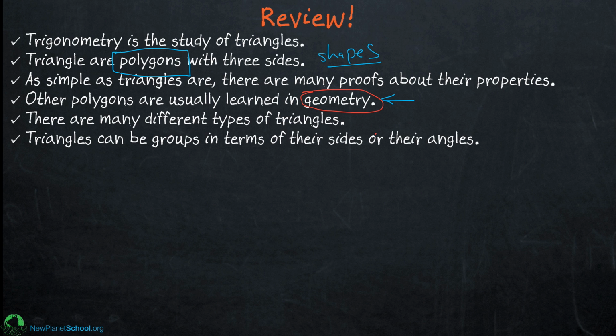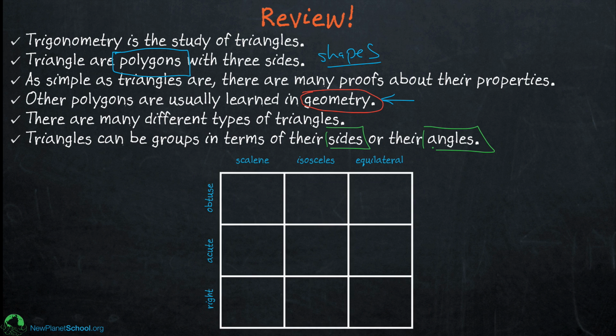We've seen that there are many, many different types of triangles, and there's lots of different names for these things. They can be grouped mainly in terms of their sides or their angles. And in particular, you can imagine drawing a box like this, where we have the types of angles on this axis, and we have the types of sides on this axis. And you can imagine there's all these different types of triangles that you could draw in here.